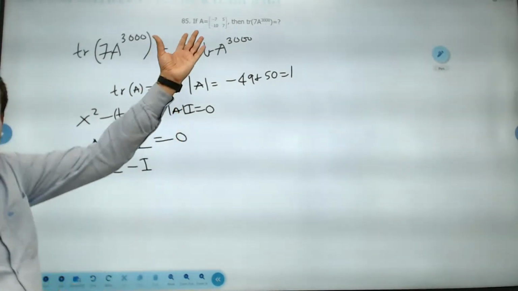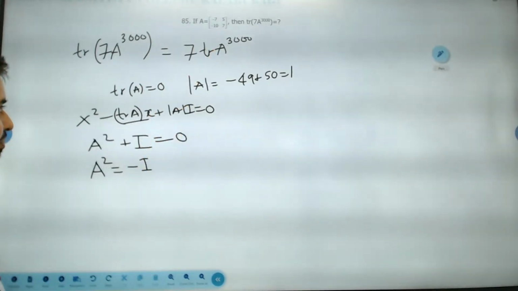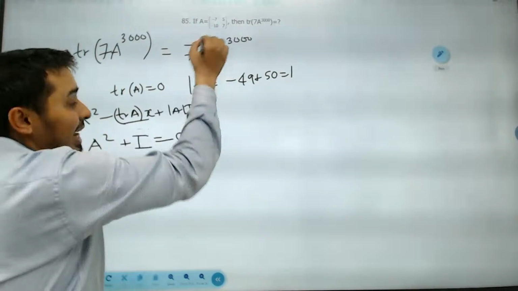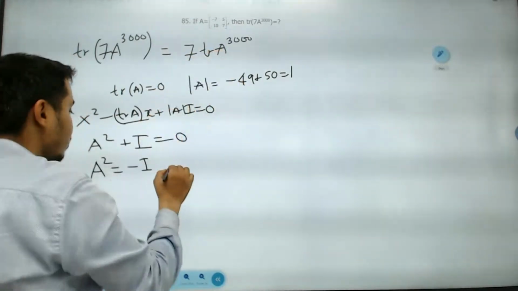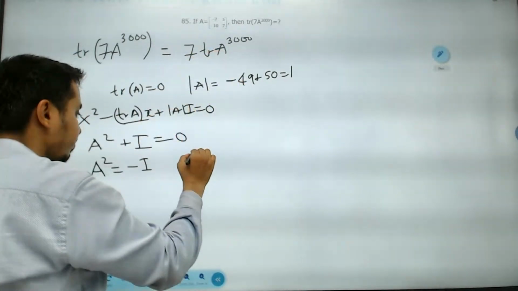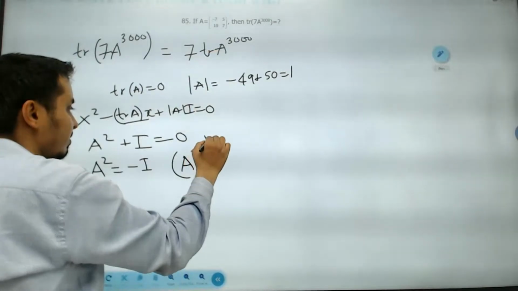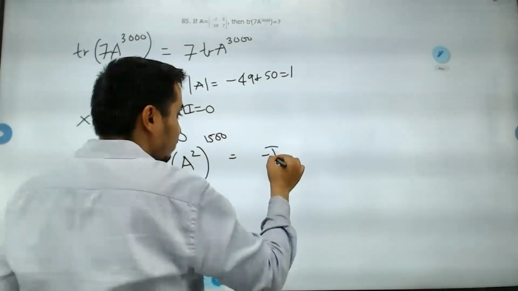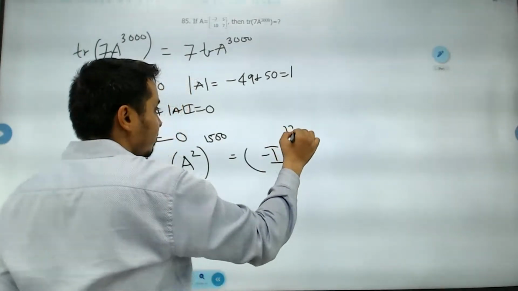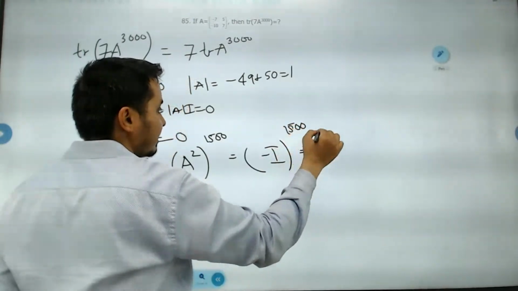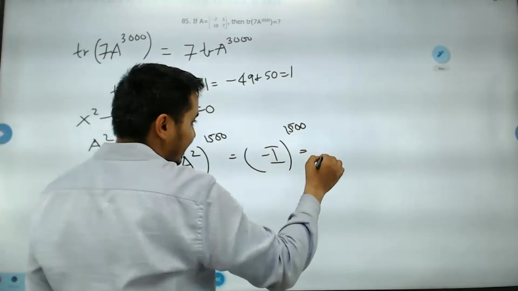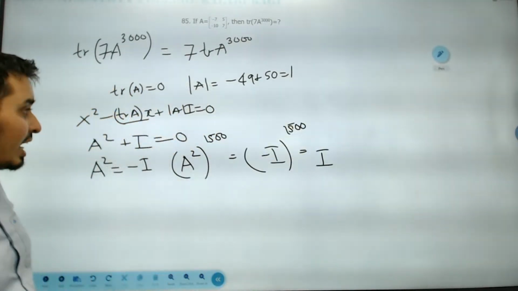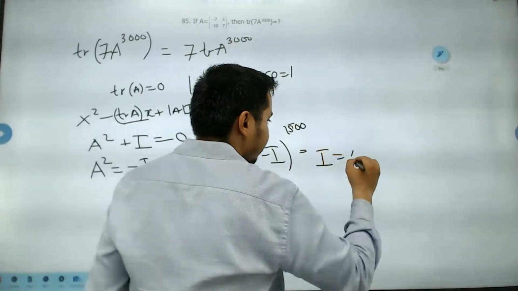You could have multiplied A with itself and even then you would have got the same thing. But if you don't want to do that multiplication, you can go this way, right? Now we have, what is A raised to 3000? So A raised to 3000 would be A square raised to 1500. A square is minus I, so that is minus I raised to 1500. That is I raised to 1500, which would be I itself. So A raised to 3000 is I.